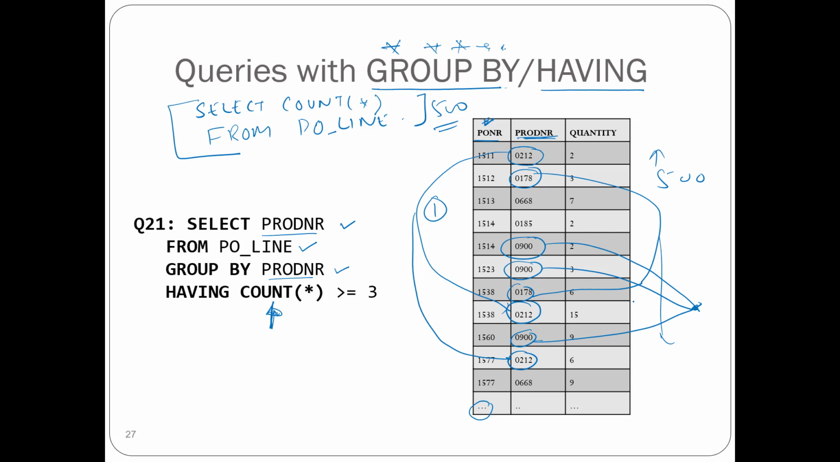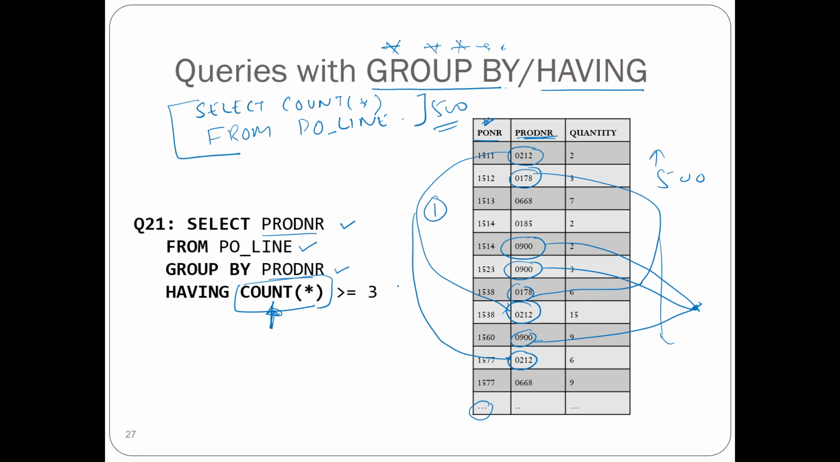Okay, so this count star that we are doing, in this count star, we are counting how many tuples, rows, do we have in each of the groups. Right, for 0212, there are three records with the product number 0212. Similarly, for 0900, there are three of those. For others like 0178, there are only two.